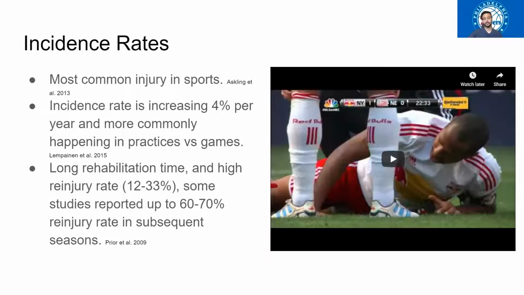Hamstring injuries have a pretty long rehabilitation time and a really high re-injury rate. The typical number I saw was 12 to 33%, which is a big range, but some studies reported a 60 to 70% re-injury rate in subsequent seasons, depending on the sport. A lot of these studies looked at soccer because that's the most common sport where this is injured, but there were studies that looked at the NFL and the NBA. The overall theme is a high re-injury rate, and if it's not rehabbed correctly, it can lead to multiple re-injuries, after one season, after two seasons, after three seasons. We're going to go into that a little bit later too. Next slide, please.